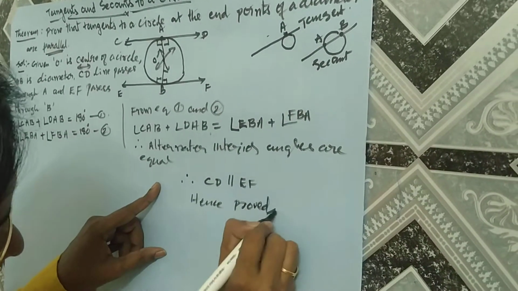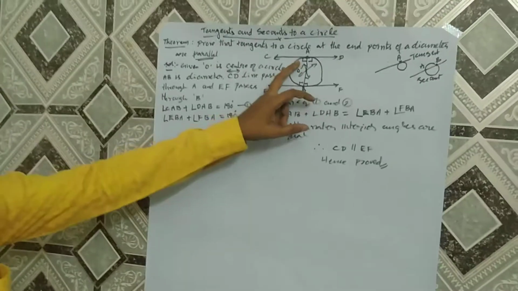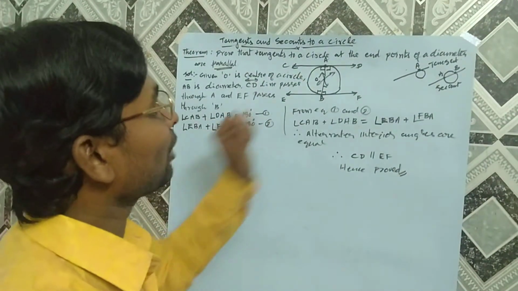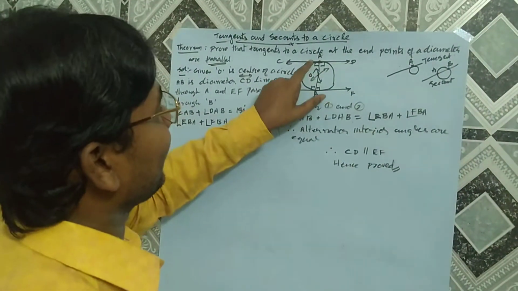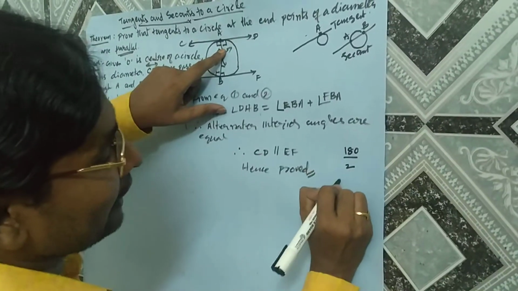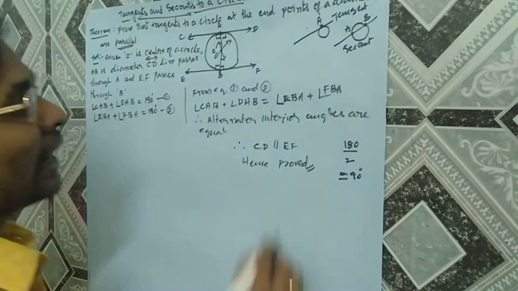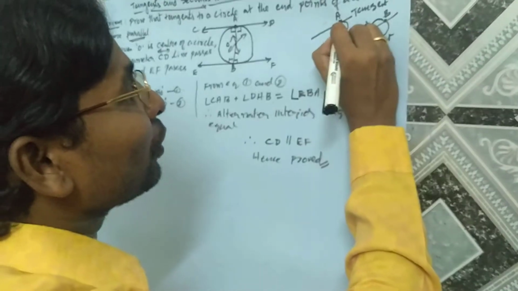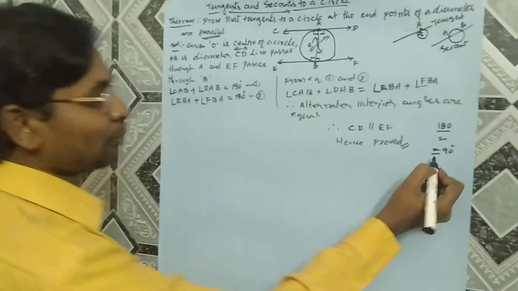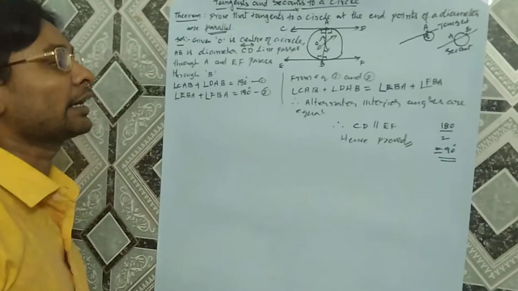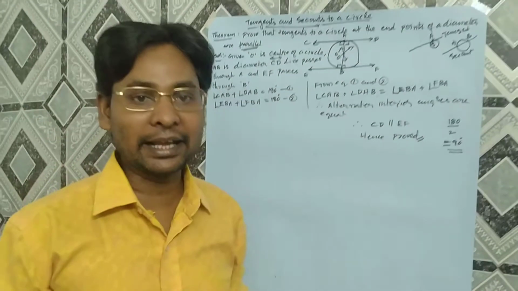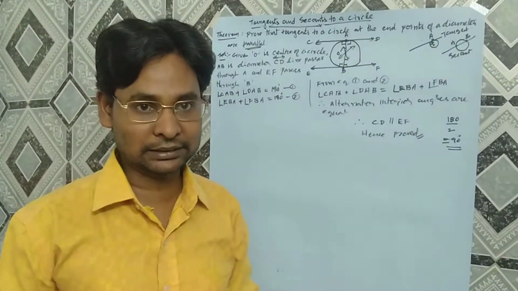From this also, for any tangent passing through a circle, we can prove that the angle at the point of contact is 90 degrees. Linear pair, total 180 degrees. There are two angles, each equal to 90 degrees. The angle between a tangent to a circle at the point of contact and its radius is 90 degrees, otherwise it is perpendicular to the radius.